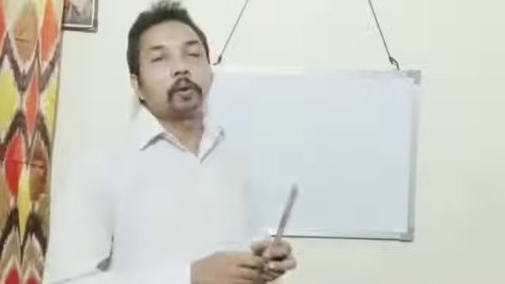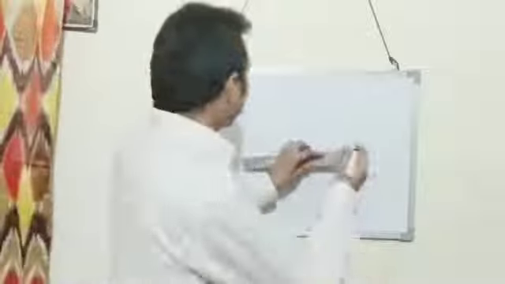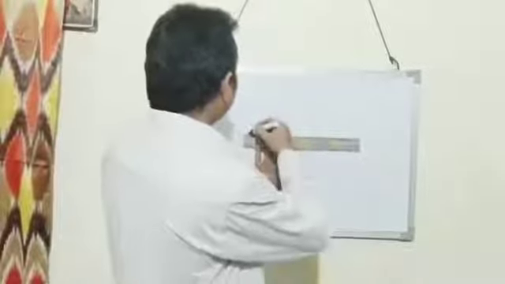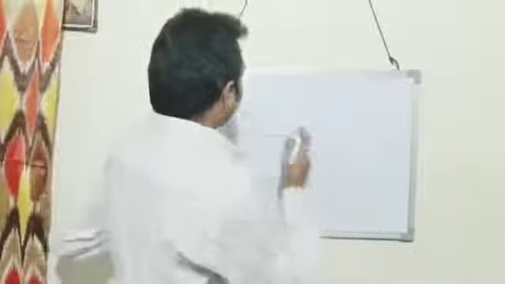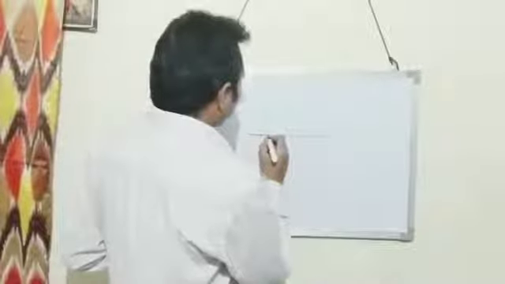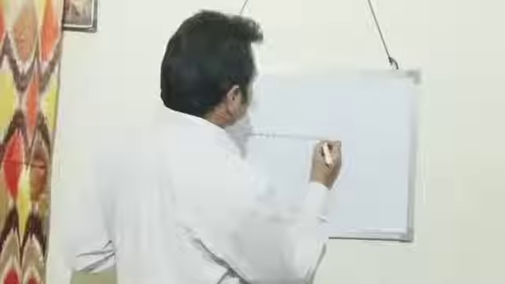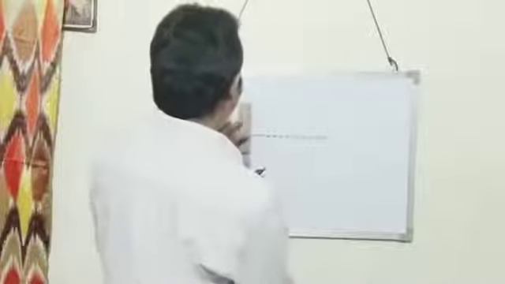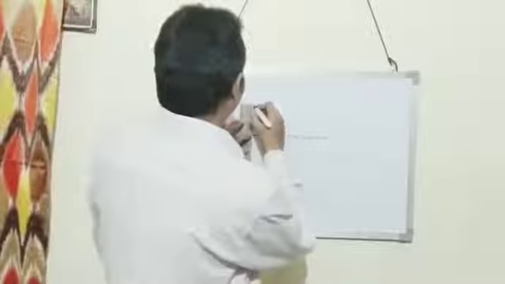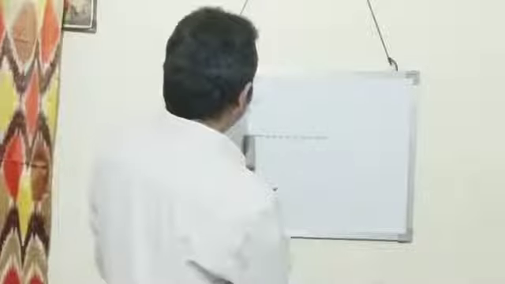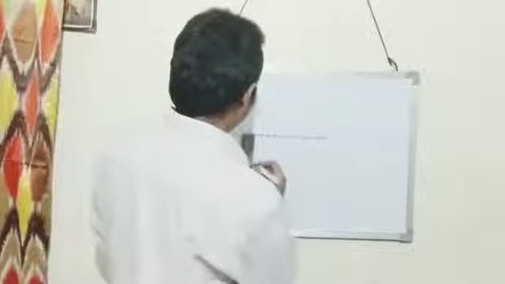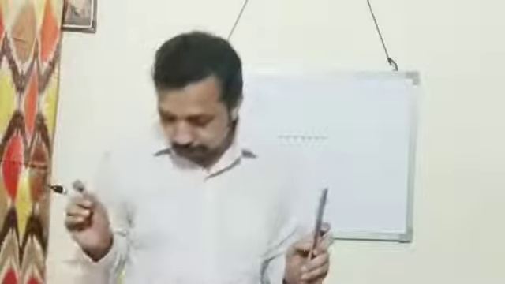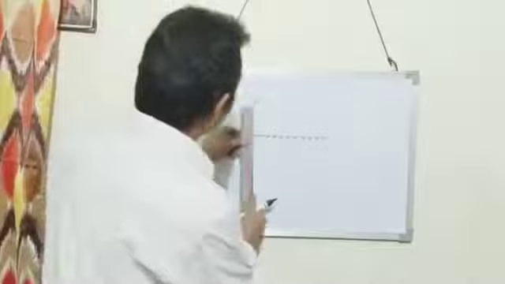So first of all we draw a plane mirror. So this is a plane mirror. This is the silvered surface. Then in front of this an object is kept. So this is an object which is kept in front of it. From the object we draw two incident rays.